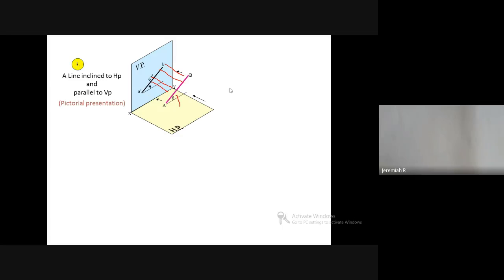You get the same length. But in the top view, what happens? You get a reduced length of line, that is AB. Okay, this is an orthographic projection. So in the front view you will get A dash B dash, but with some inclination, with some theta. In the top view you will get AB, but a reduced length of line.